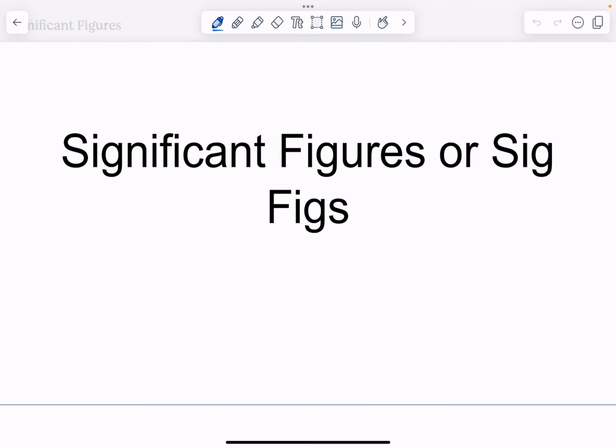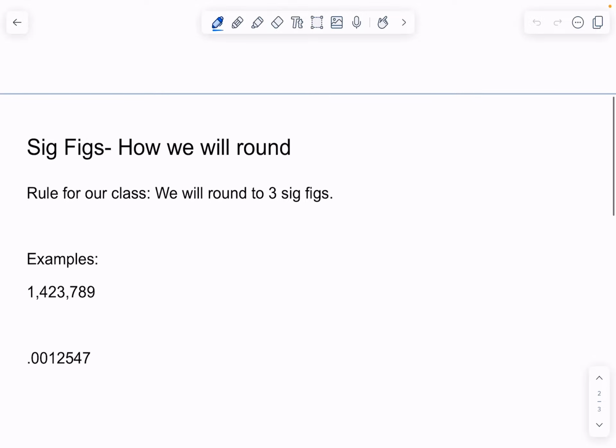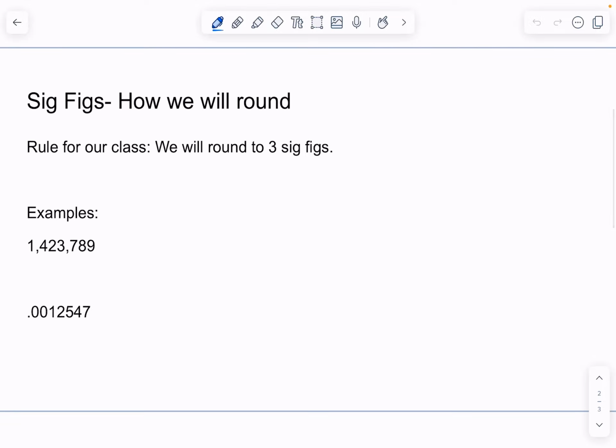All right, in this little video, we're going to talk about significant figures, or sig figs. Now, this is a topic I really think is annoying, but we're going to simplify it a lot for this class. But let's talk about what significant figures means. So significant figures, or sig figs, is how we will round, okay?